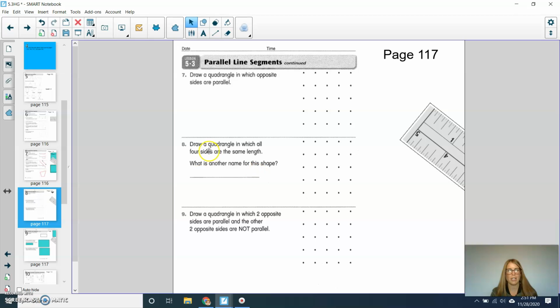For question 8, draw a quadrangle in which all 4 sides are the same length. And then what is another name for this shape? What would you call that shape? Press pause and then play to check number 8.